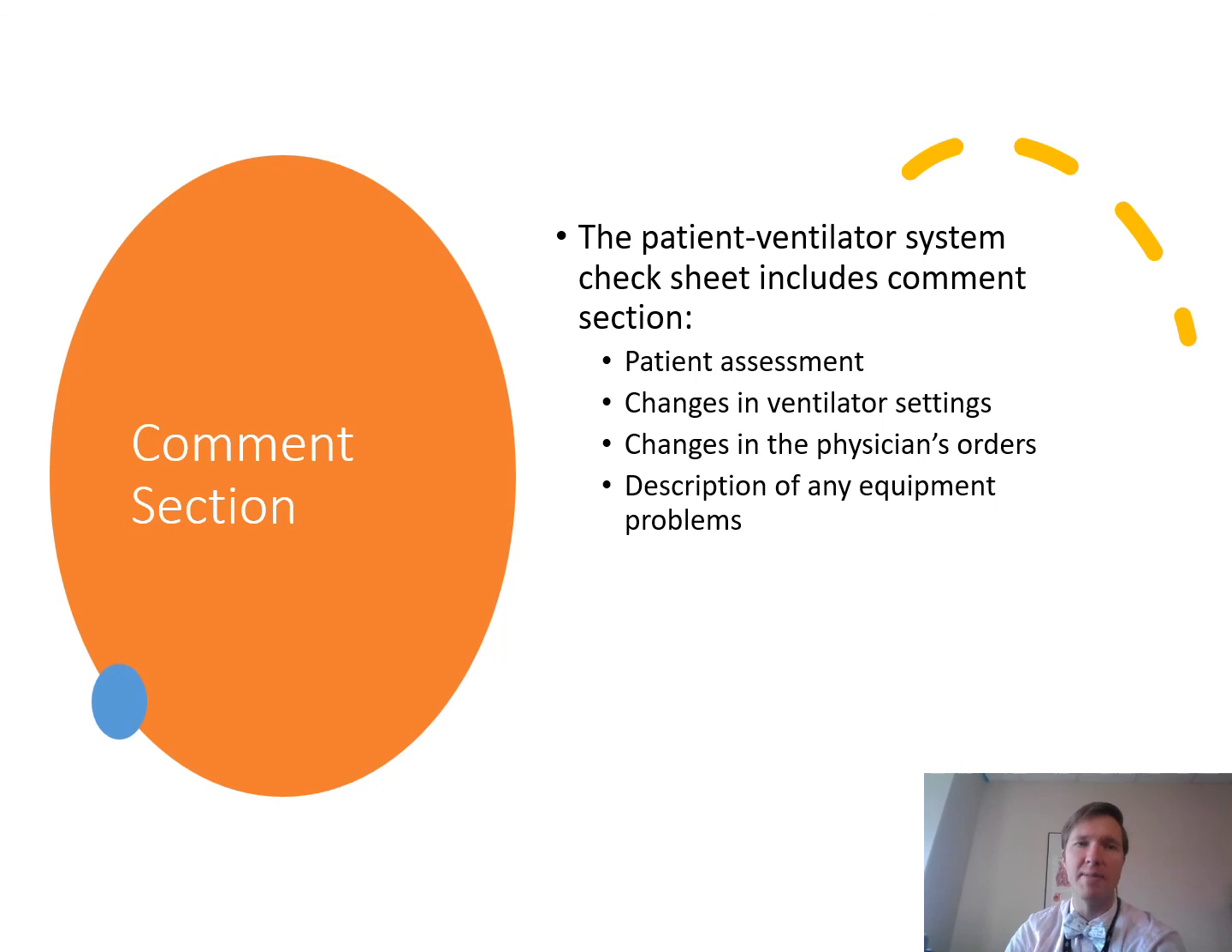All right, so the comments section on the patient ventilator sheet, you can use this section to comment on any of the following things: your patient assessment, which includes your breath sounds, chest wall movements, percussion notes, cyanosis, cutaneous perfusion, right? Level of consciousness, right? So other things that we have to look at are changes in the patient ventilator settings, of course, changes in the physician orders, or description of any equipment problems, like, hey, you had a cuff leak, or you had a cut pilot balloon, right? What all went on there, right? That type of thing would go under the comments section.